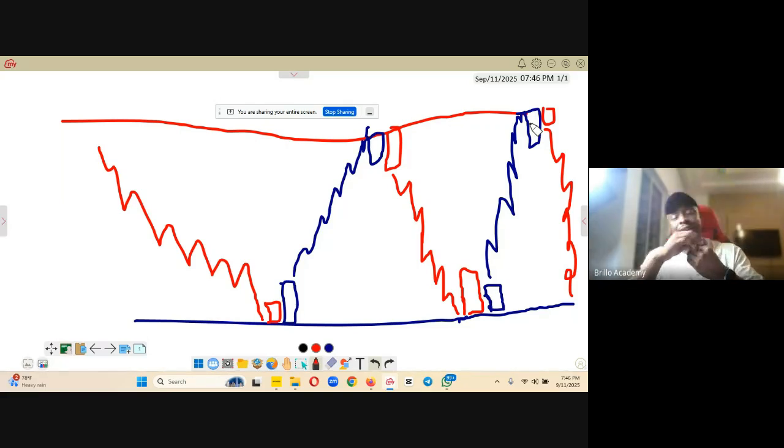Now, for those of you that are asking me about confluences, confluence is actually getting more than two confirmations in order for you to take a trade.